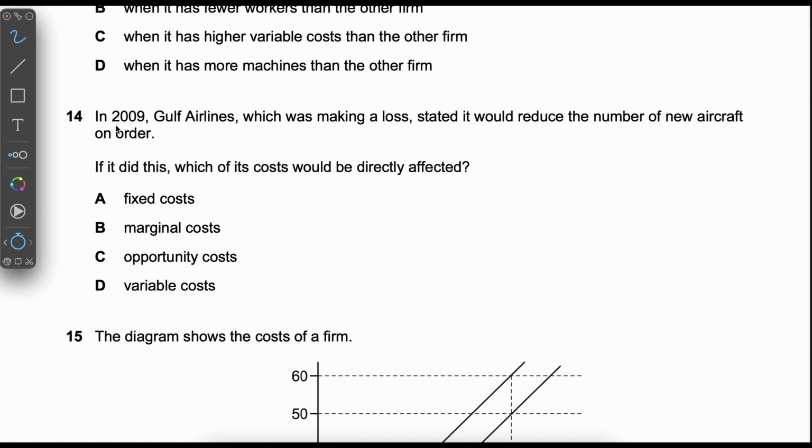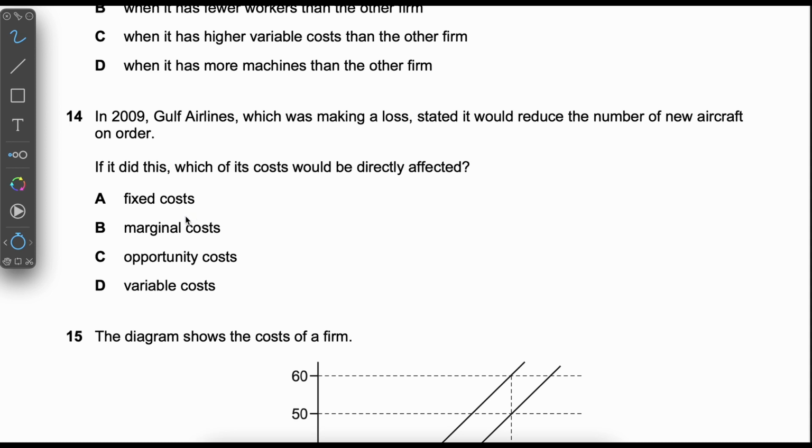Okay, 14. In 2009, Gulf Airlines, which was making a loss, stated it would reduce the number of new aircraft on order. If it did this, which of its costs would directly be affected? Remember, fixed costs are those that do not fluctuate with the amount of output that you have.